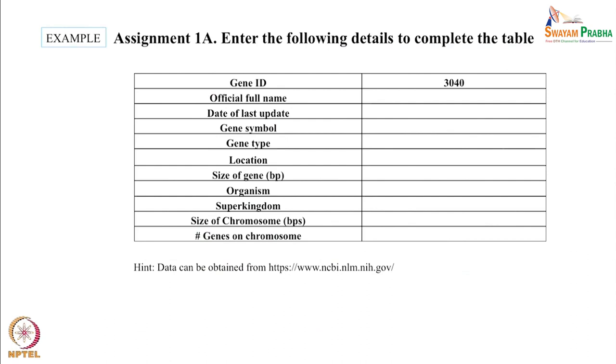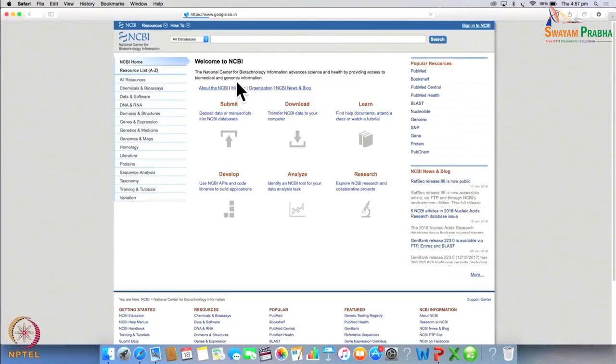Let us begin with the first question. You have been given an accession number 3040, which is a unique identifier given to a DNA or protein sequence. We need to fill this table by getting all the information about this gene. So let's get started. It would be great if you could do this along with me on your computers. Type NCBI into your Google browser. So this brings us to the NCBI website.